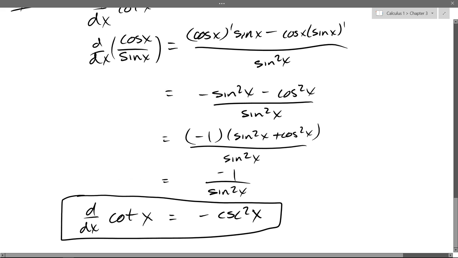Any calculus, algebra, trig questions? The calculus part is probably the easiest of this. If you know the quotient rule, there's no try, there's only do. You just have to apply it carefully. Make sure you know U and V. Algebra is a little tricky because it was minus sine squared minus cosine squared, so that's going to be negative 1, not positive 1. All right, so we got cotangent. Let's go on to secant.